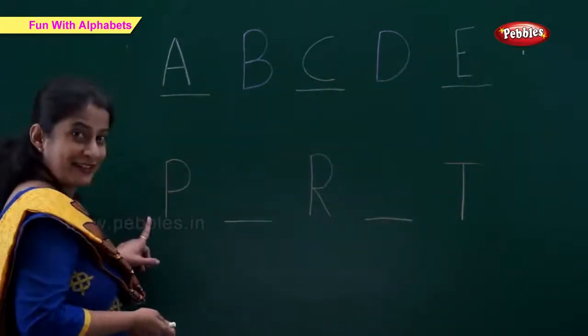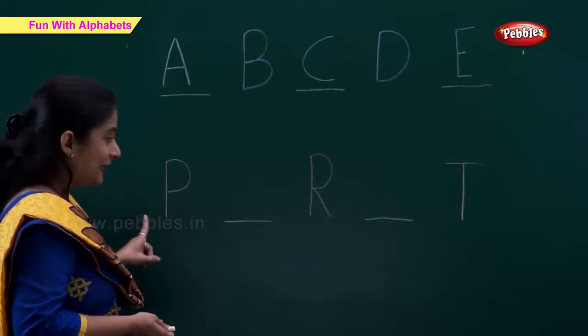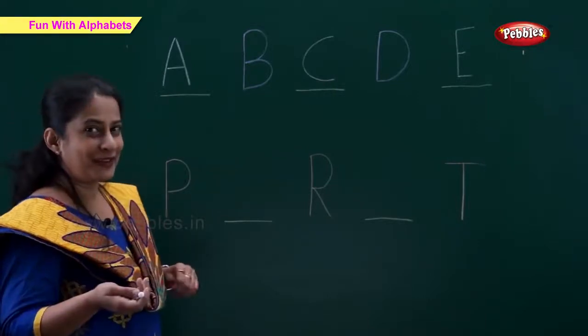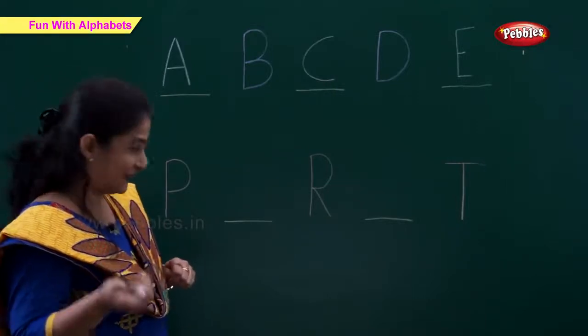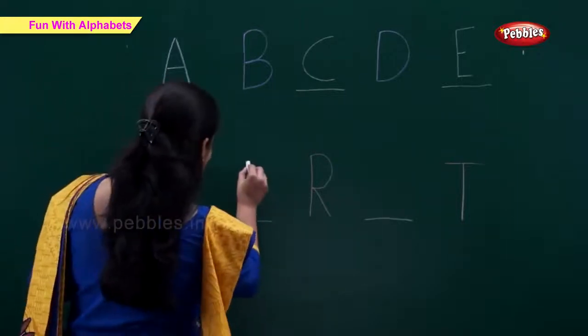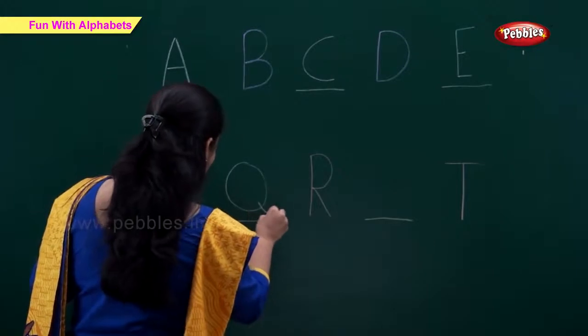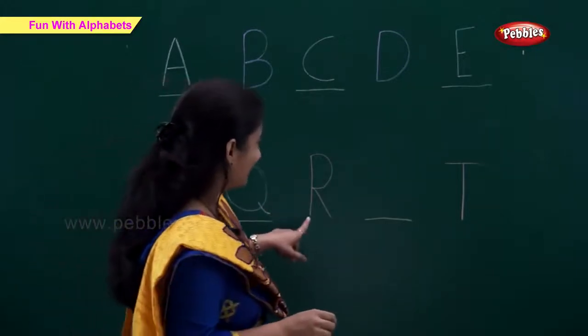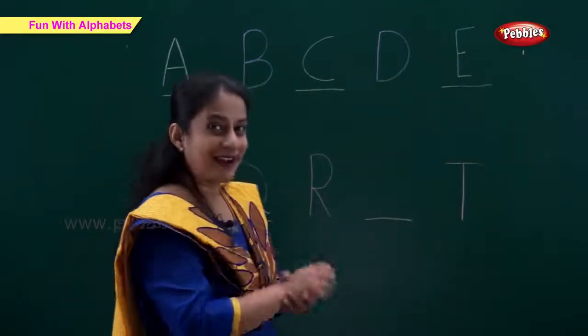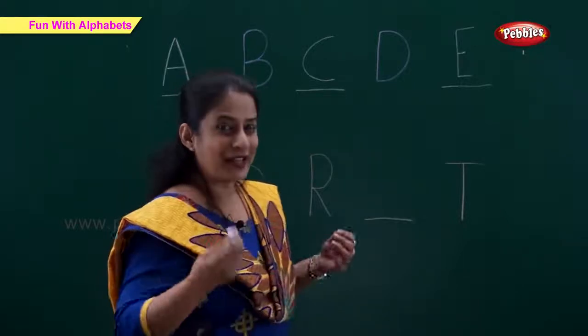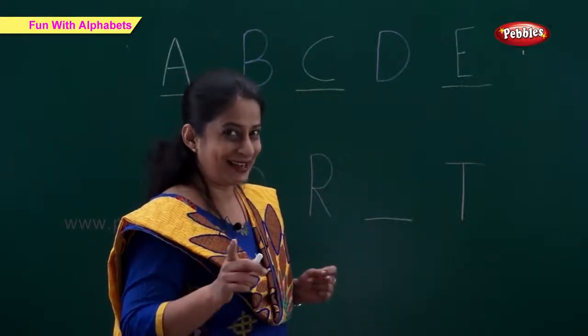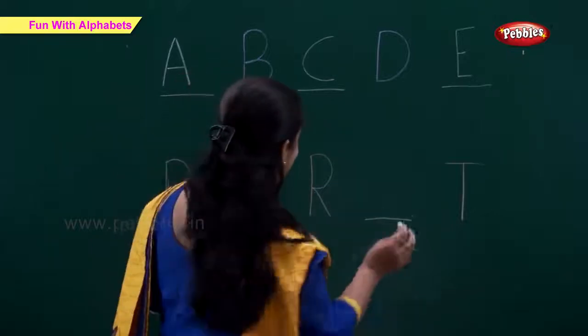So which letter is this? P. And what comes after P? Q. And which letter is this? It's R. So what comes after R? You're right. It's S.